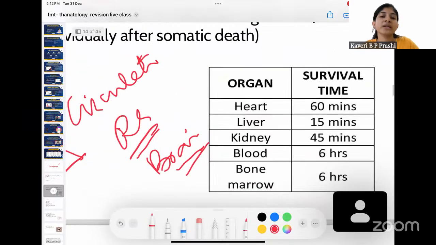That is called the supravital interval, during which transplantation can be done. For the heart, it is around 60 minutes. For the liver, 15 minutes. Kidney, 45.